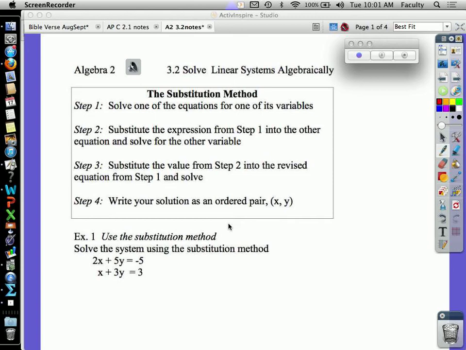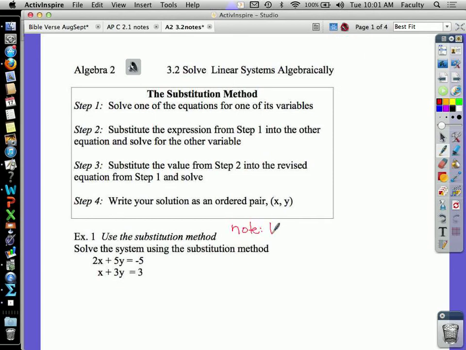Let's also put another note here. When you want to choose substitution, you want to look for a coefficient of plus or minus 1. That's going to be the variable that you want to choose. So, in example 1, I have 2x plus 5y equals negative 5, and x plus 3y equals 3. So, if I tell you that we want to look for a coefficient of plus or minus 1, that's the variable you want to solve for.